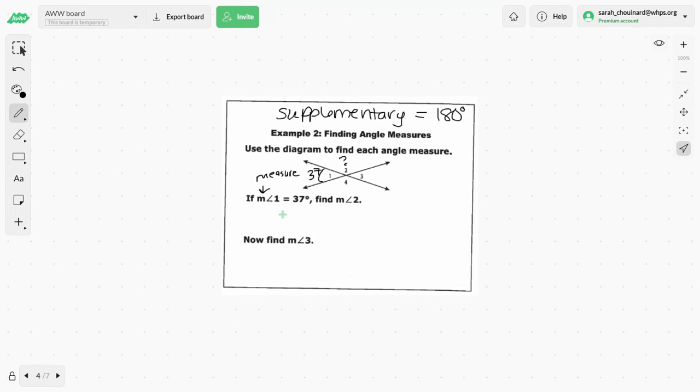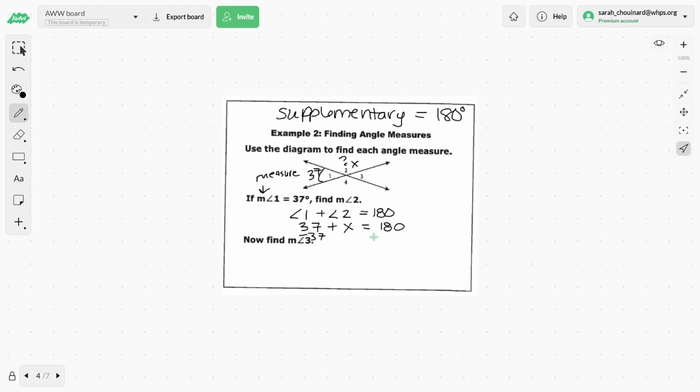And so we know that these two angles are actually supplementary because they form a straight line together. So we know angle 1 plus angle 2 equal 180. And so let's say 37 plus x, let's call this angle x because we don't know it, equals 180. Now we can solve for x.